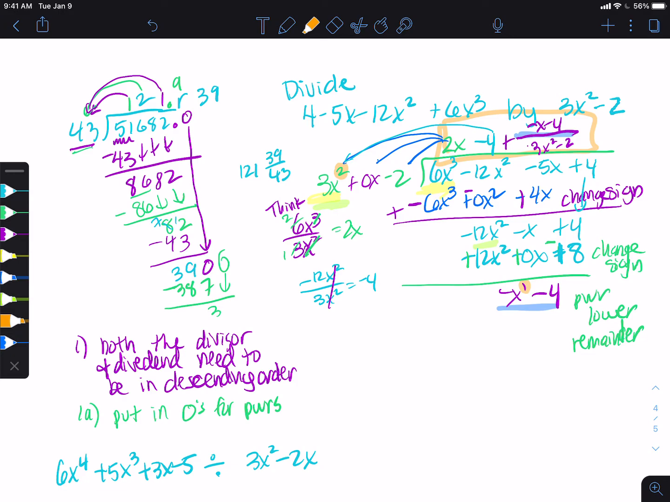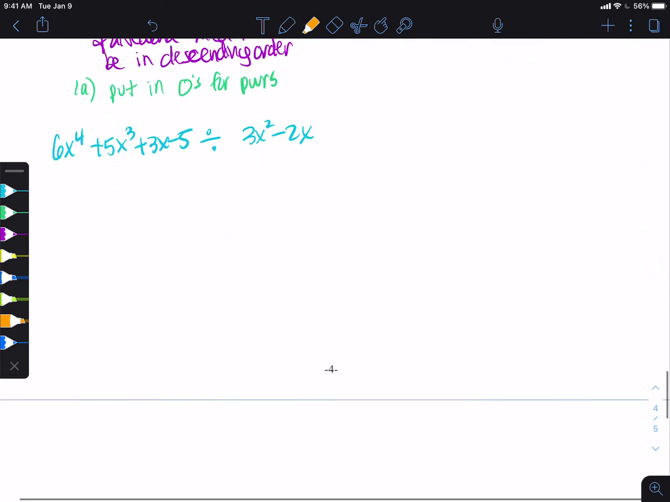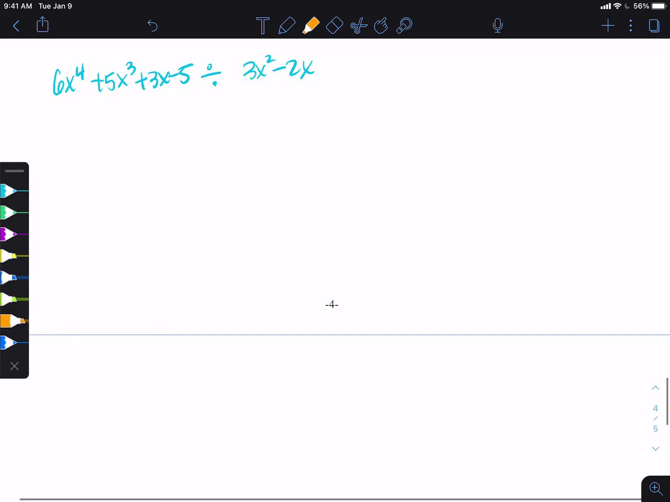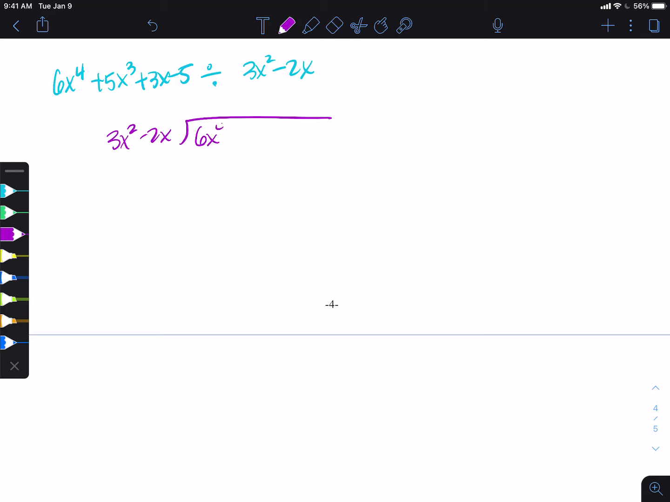Now, let me show you another example. So here we've got this one. I need them in descending order. So I look: 4, 3, 1, none. They're in descending order, 2, 1. So I'm just going to do 3x squared minus 2x into 6x to the 4th plus 5x cubed plus 3x minus 5.